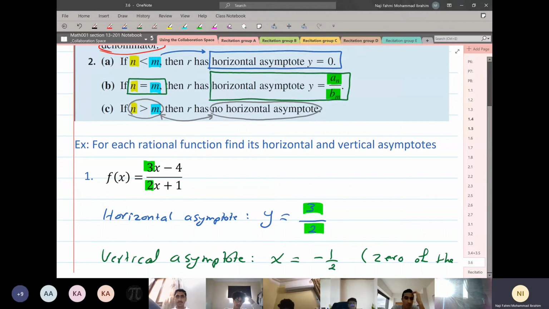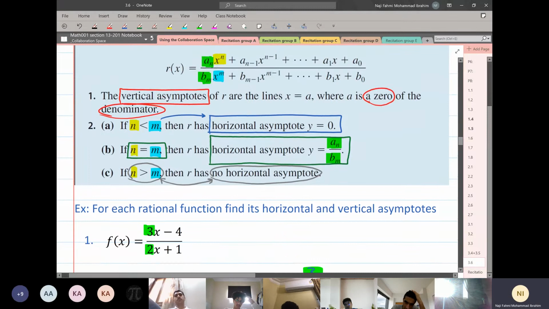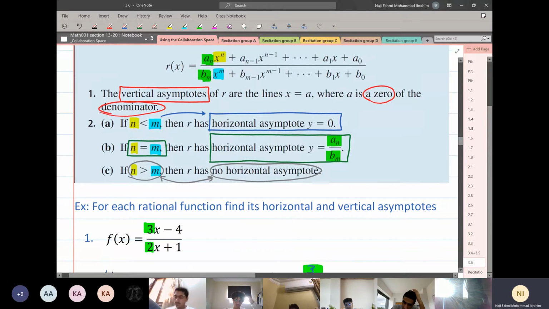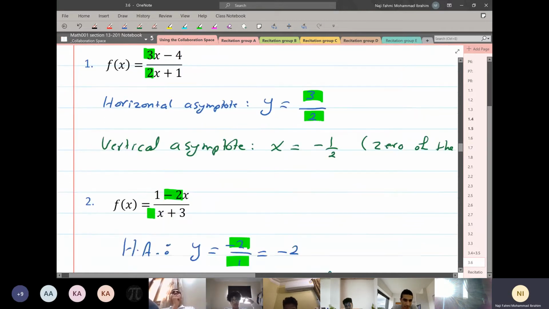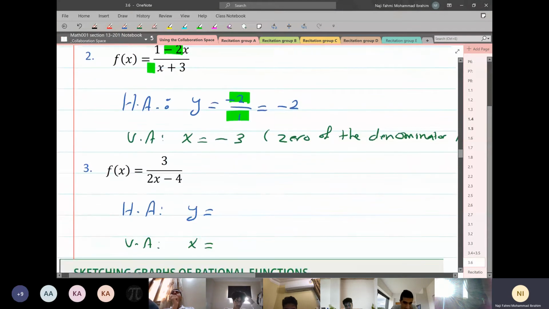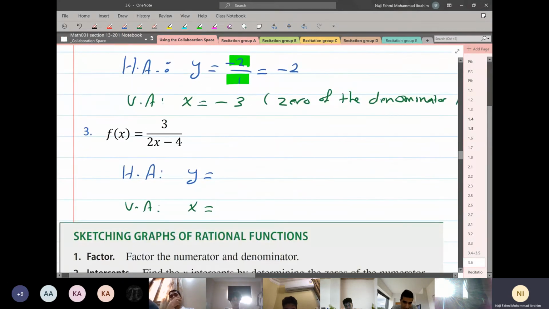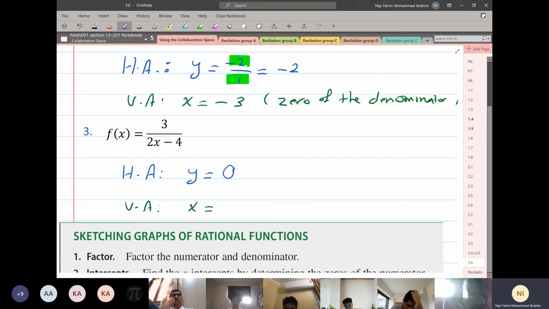So what does it mean, n and m? N is the degree of the numerator and m is the degree of the denominator. So if the degree of the numerator is less than the denominator, what's my horizontal asymptote? y equals 0. So in this case, what's the degree of the numerator? Is it less than the denominator or not? Less, right? So the horizontal asymptote is y equals 0. Thank you.